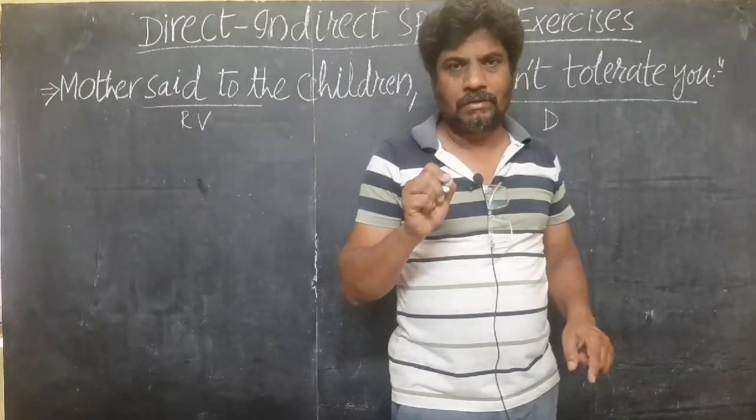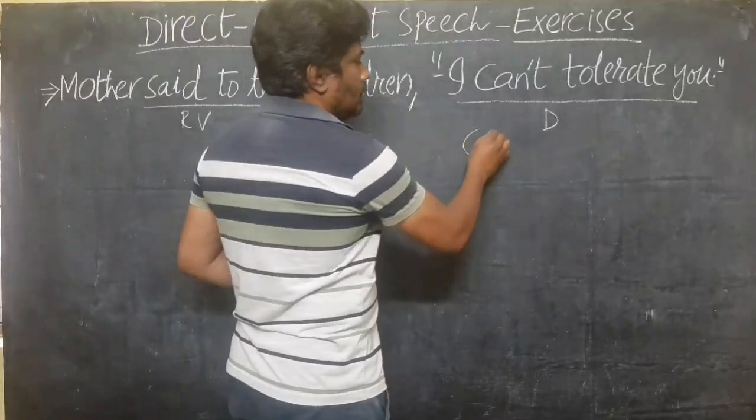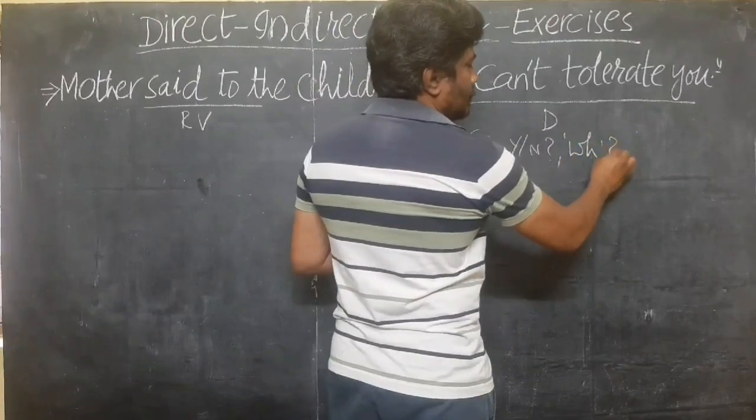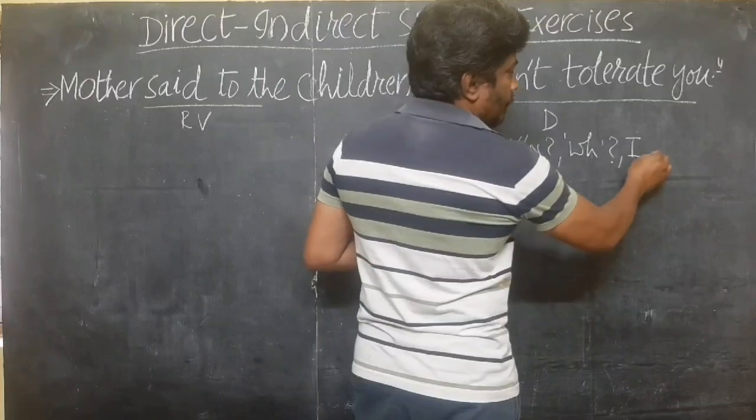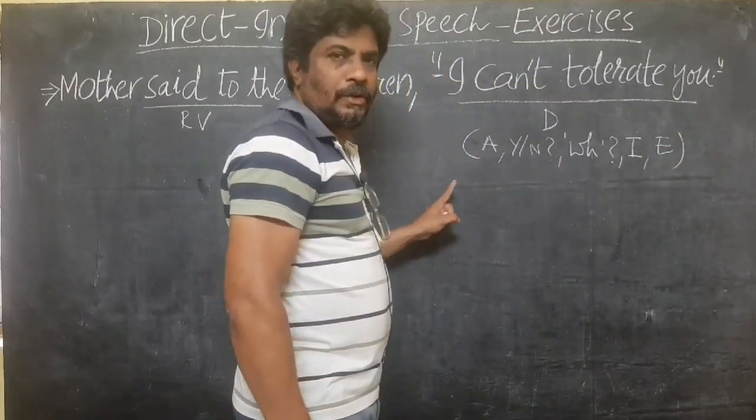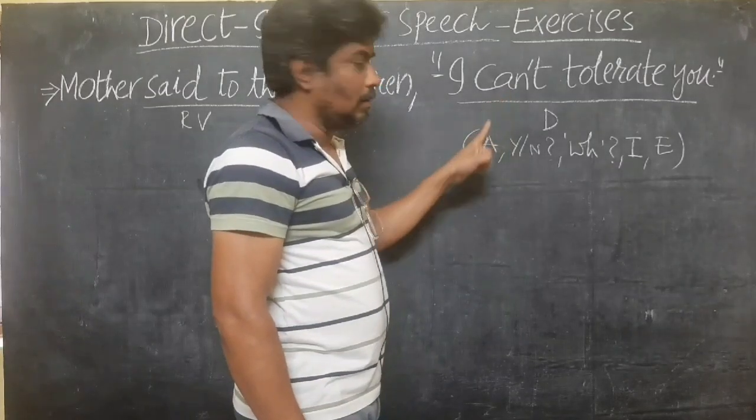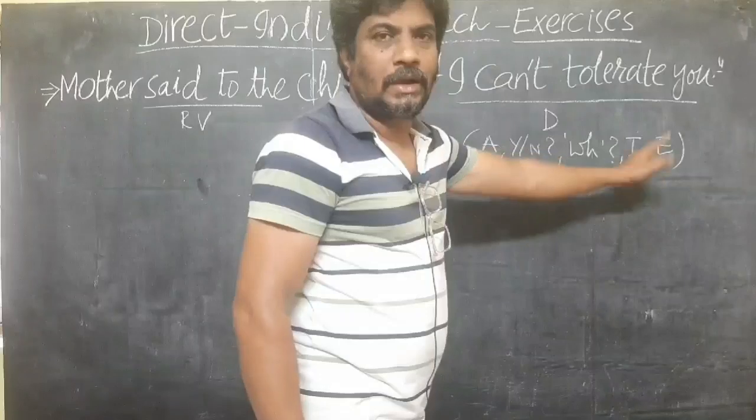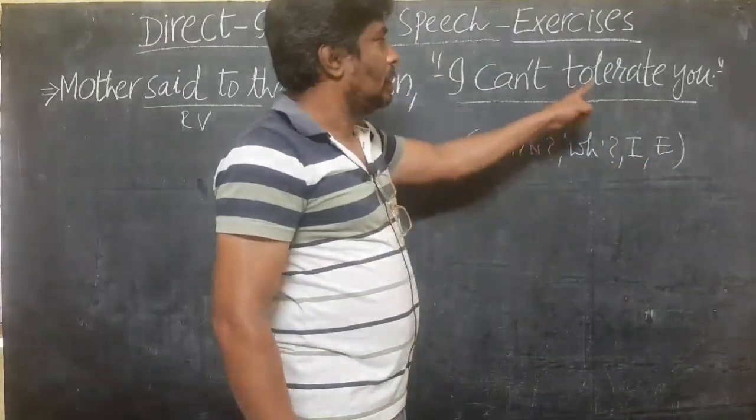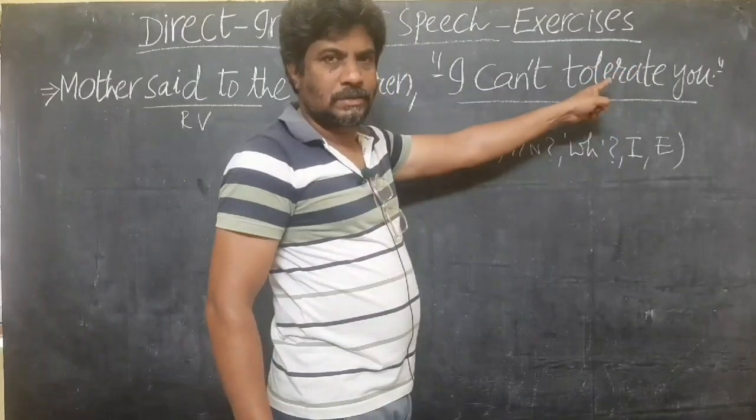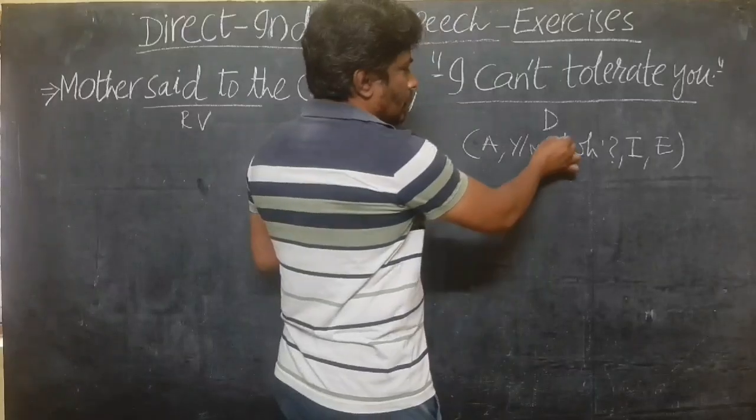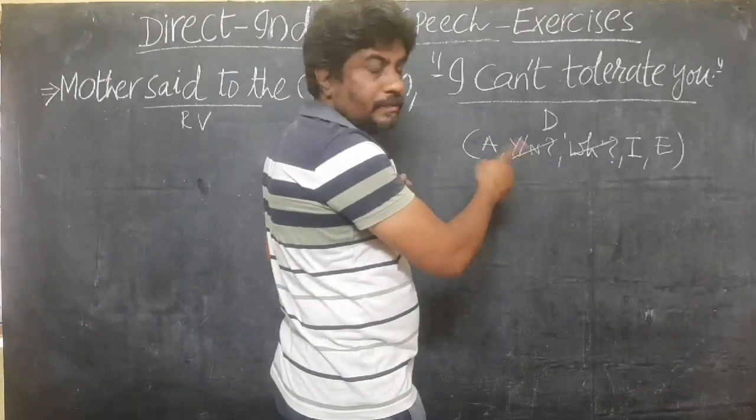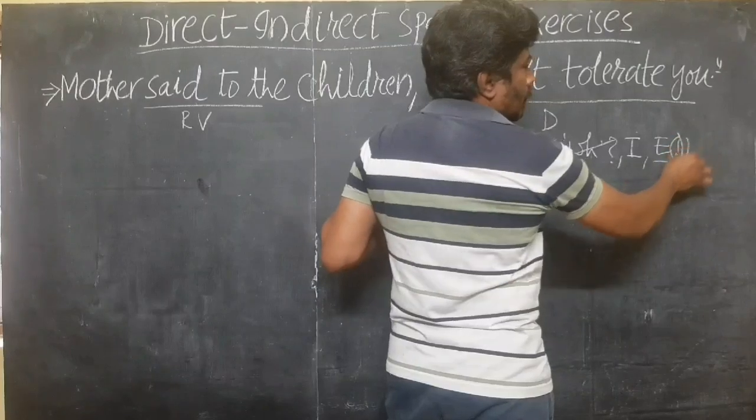What kind of sentence is the dialogue? That means whether it is assertive, yes no interrogative, WH interrogative, imperative, or exclamatory sentence. I've already told you there is no question mark at the end of the given sentence. Hence, it is neither yes no interrogative nor WH interrogative. There is no exclamation symbol, so it is not an exclamatory sentence.